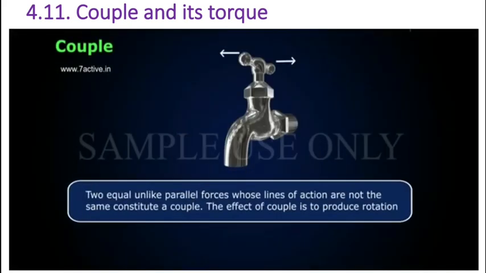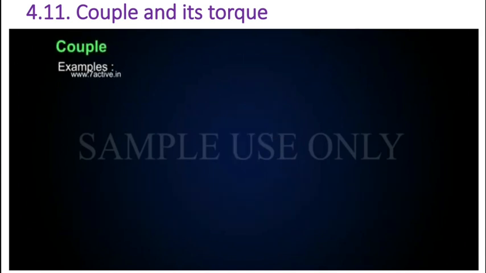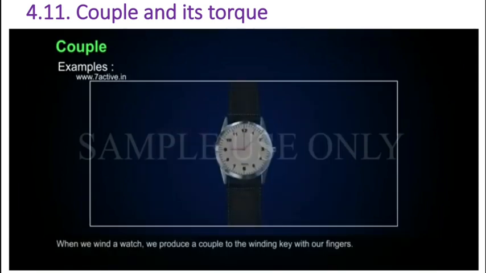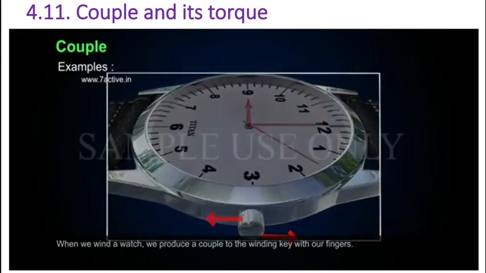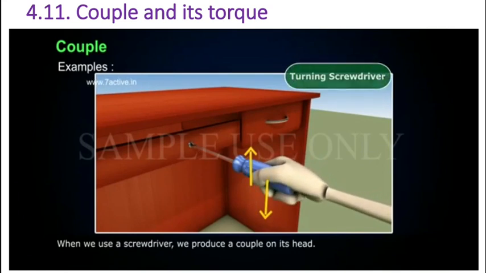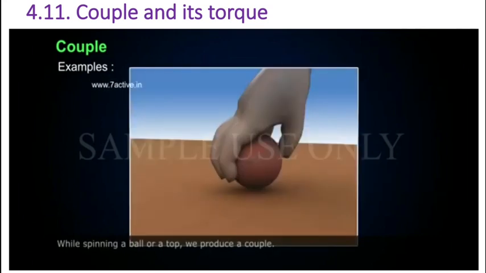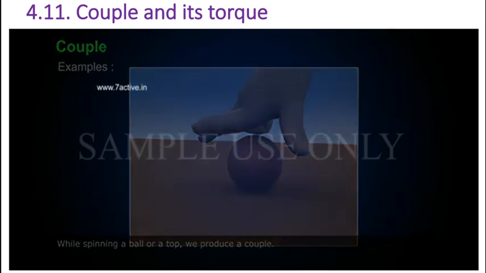Couple. Two equal unlike parallel forces whose lines of action are not the same constitute a couple. The effect of a couple is to produce rotation. Examples of couple: when we turn a doorknob, we produce a couple on the knob. When we wind a watch, we produce a couple on the winding key with our fingers. When we use a screwdriver, we produce a couple on its head. When we turn a top, we produce a couple on its head. While spinning a ball or a top, we produce a couple.